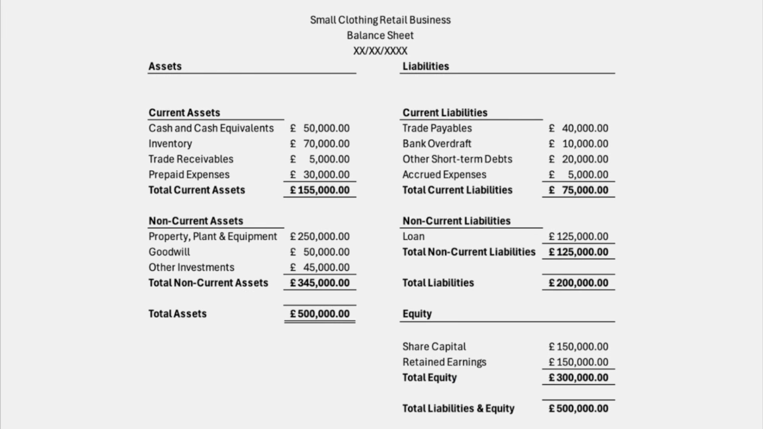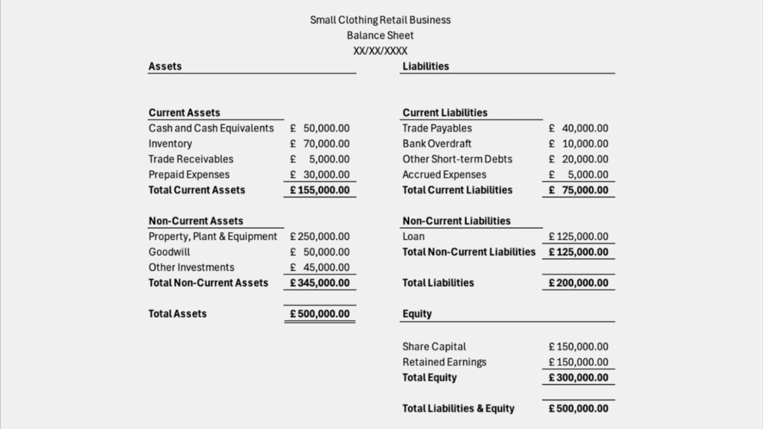Now this might look very scary. Don't let it overwhelm you. We're going to break each of these down. But essentially, a balance sheet is a financial statement that shows a business's assets, liabilities, and equity at a specific point in time. It provides a snapshot of its financial position. Now, bear in mind, balance sheets are also known as your statements of financial position. And as we said, they cover assets, liabilities, and equity.